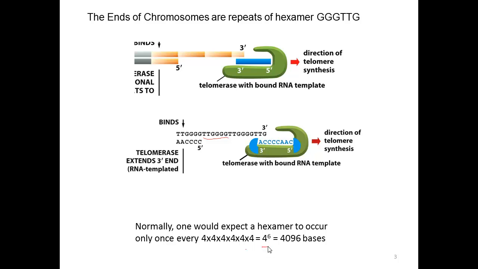Since you can have 4 bases at any position, you can have 4 bases at position 1, 4 bases at position 2, 4 bases at position 3. For a hexamer, that would be 4 to the 6th power, or you would expect any particular hexamer to occur once every 4096 bases. Obviously here it's occurring every 6 bases, so that's statistically highly improbable if it were due to chance. But generally it's something you need to know about, is to calculate how frequently you would expect to observe any particular random sequence.